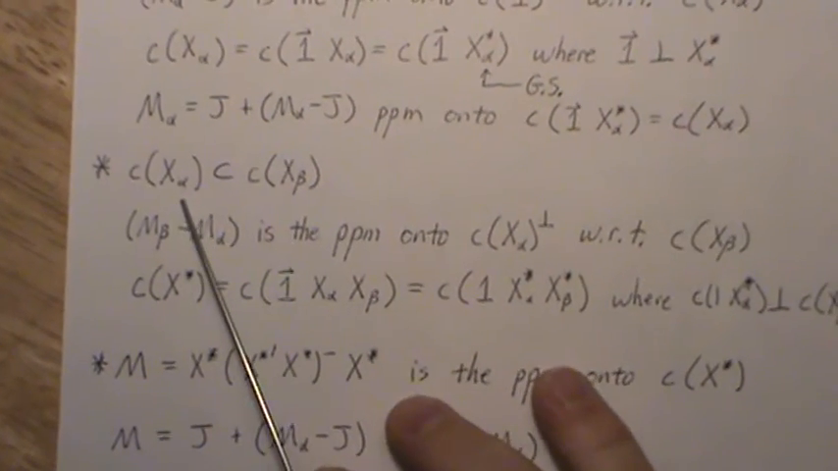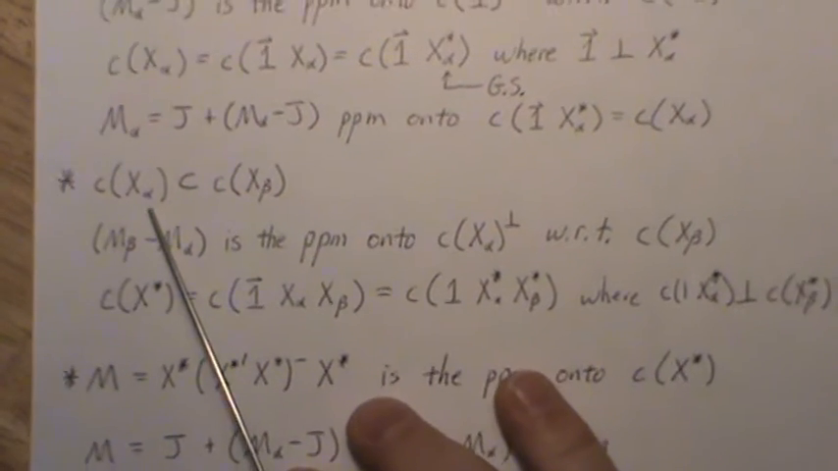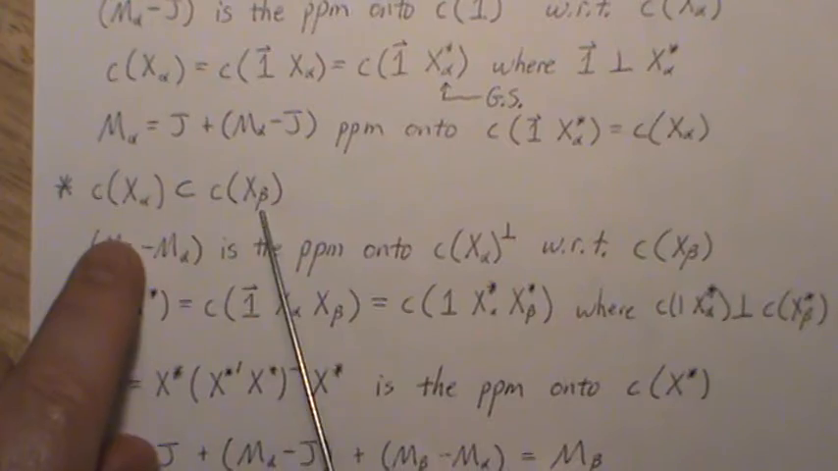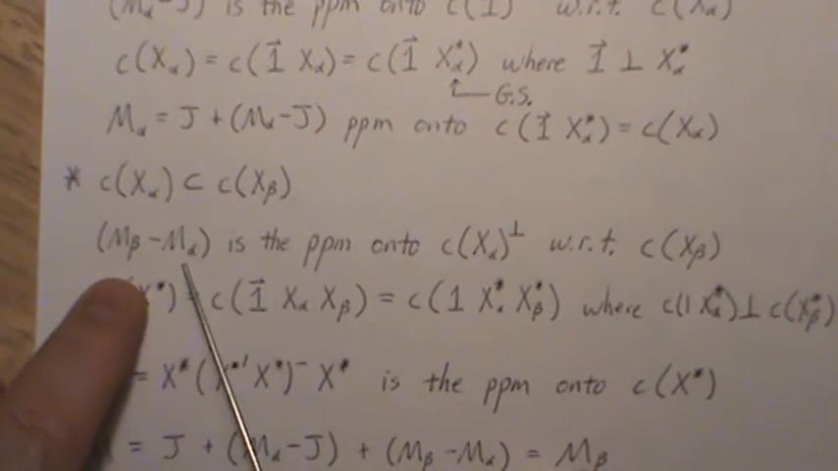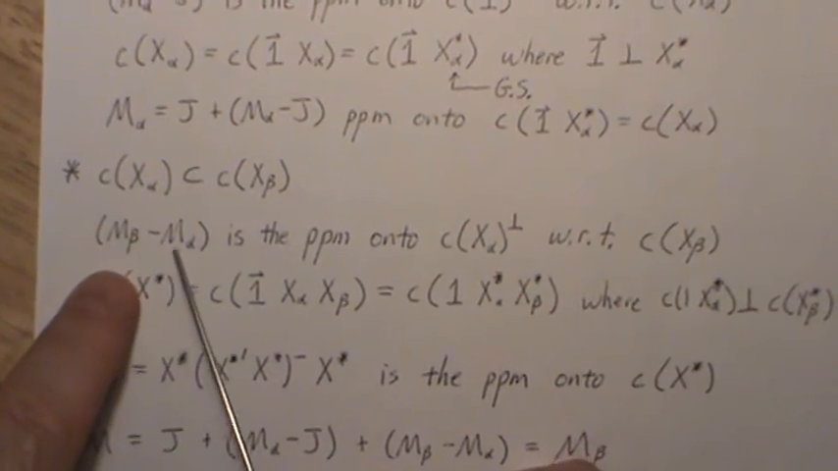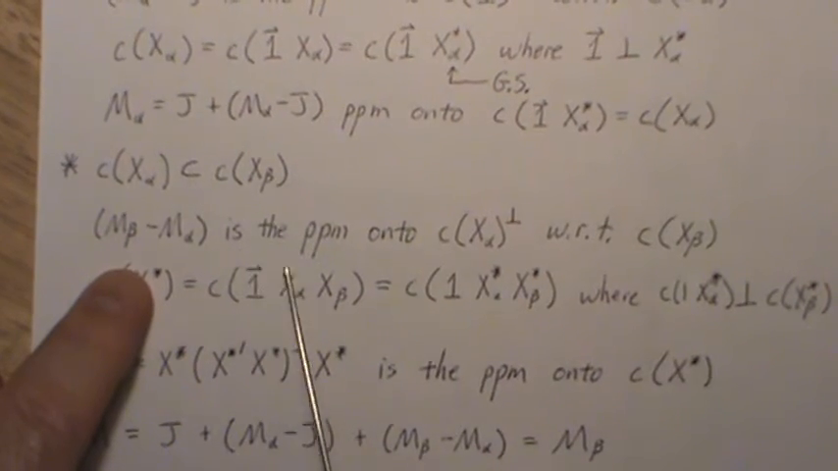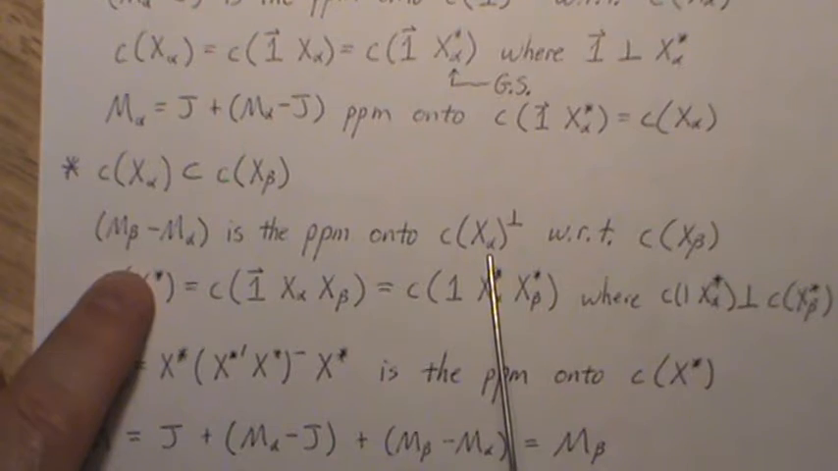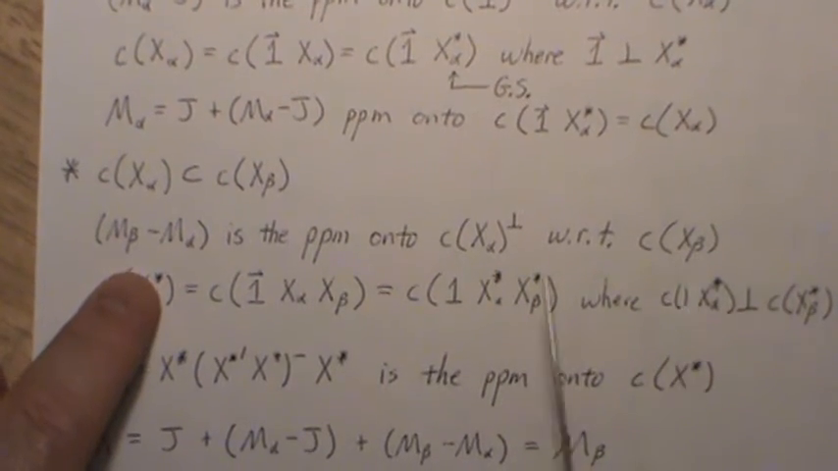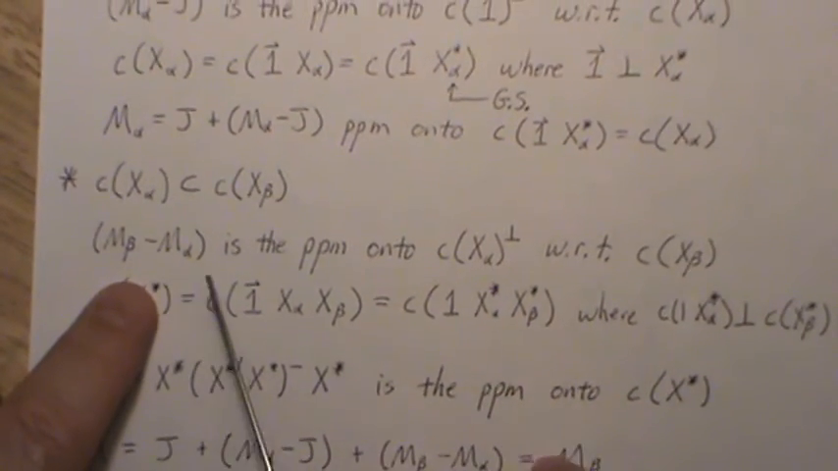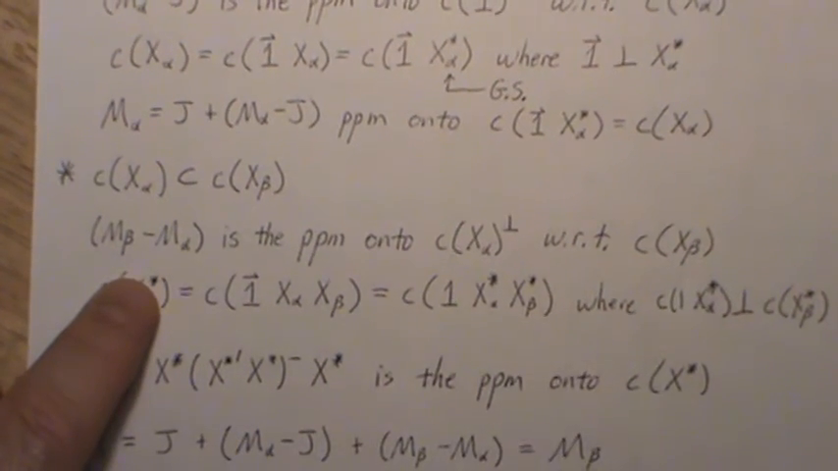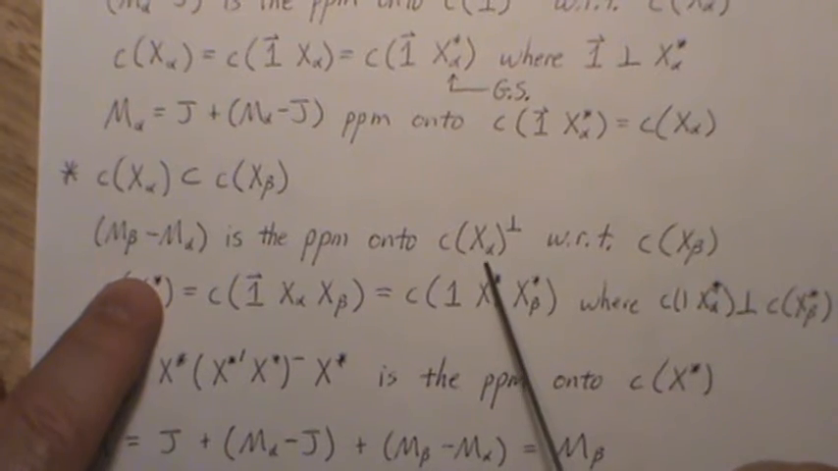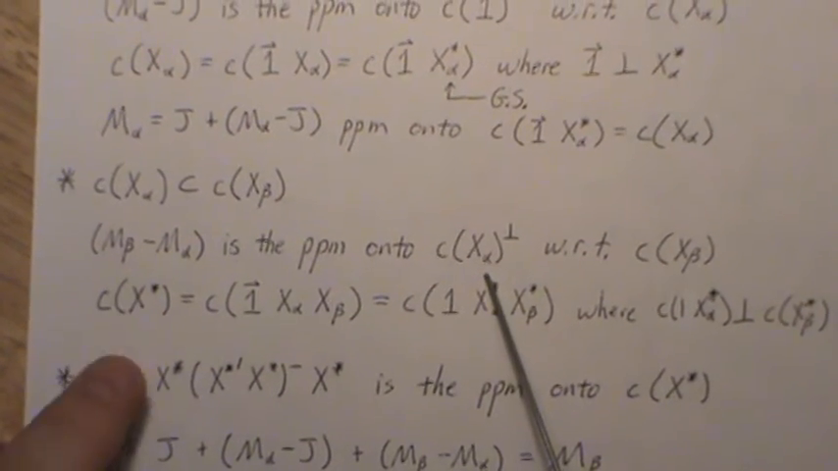Now, the column space of X alpha is a subset of the column space of X beta. And so if we subtract their perpendicular projection matrices, M beta minus M alpha, it's the perpendicular projection matrix onto the orthogonal complement space of X alpha with respect to X beta. So if we pre-multiply some vector times this, it's going to shove that vector into the column space of X beta, but orthogonal to X alpha.